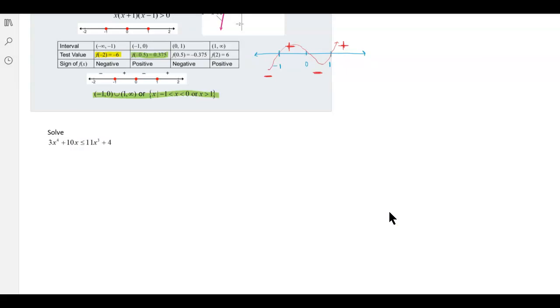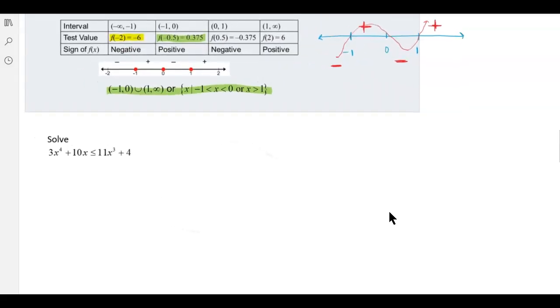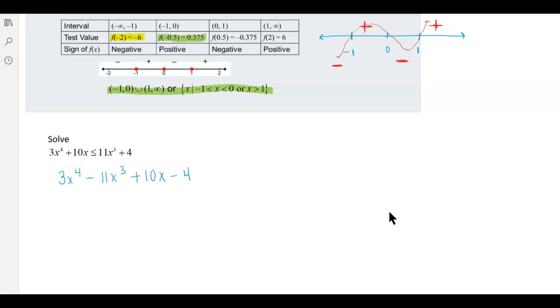So the next example that I'm going to do is to solve this inequality. And you can see that the way it's set up initially, we don't have 0 on one side. So, just before we get started, we'll just move things around to get it set up more like the ones you were looking at before. So we'll have 3x to the fourth minus 11x cubed plus 10x minus 4. We want that to be less than or equal to 0. We want to know where that's less than or equal to 0.